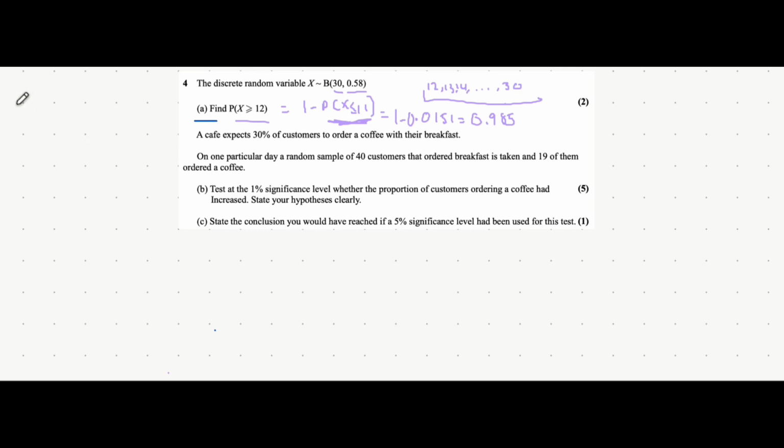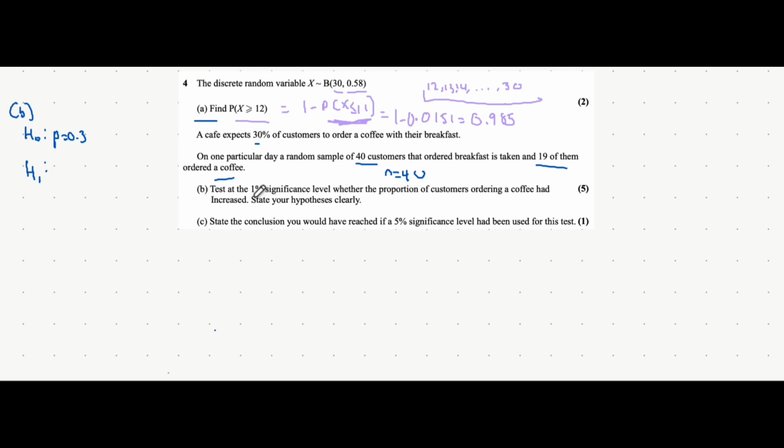With part B, you want to start by naming your null hypothesis and your alternative hypothesis. The null hypothesis is what you expect to happen, which is what's been happening the whole time. So it says a cafe expects 30% of customers to order a coffee with breakfast. So we're expecting the probability to be equal to 0.3. On one particular day, a random sample of 40 customers, that's our sample size, ordered breakfast, and 19 of them ordered a coffee. That's what we're going to test with later on.